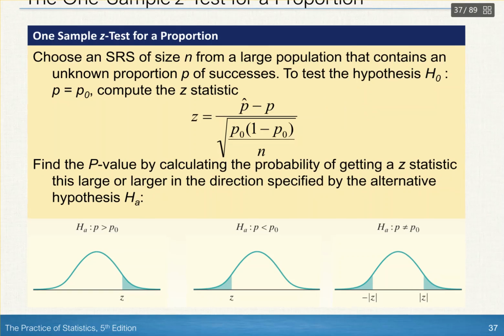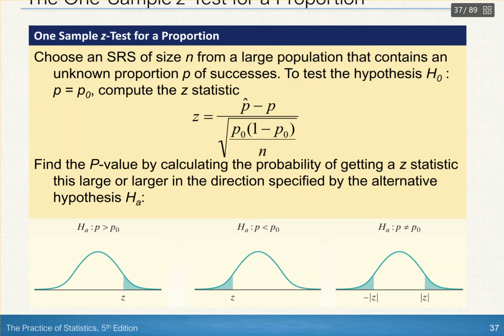So find the p-value by calculating the probability of getting a z-statistic this large or larger in the direction specified by the alternative hypothesis. So if we're hypothesizing that the parameter value is actually greater than p naught, then we would look at the area bigger than z. If we're hypothesizing that the actual parameter value is less than p naught, then we're going to look to the left. And if we're saying it's not equal to, we're going to look on both sides.